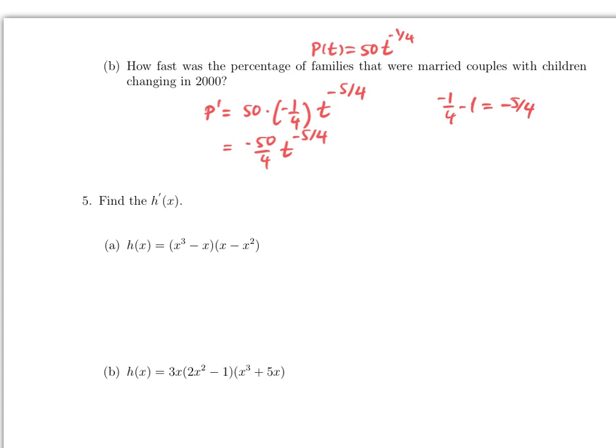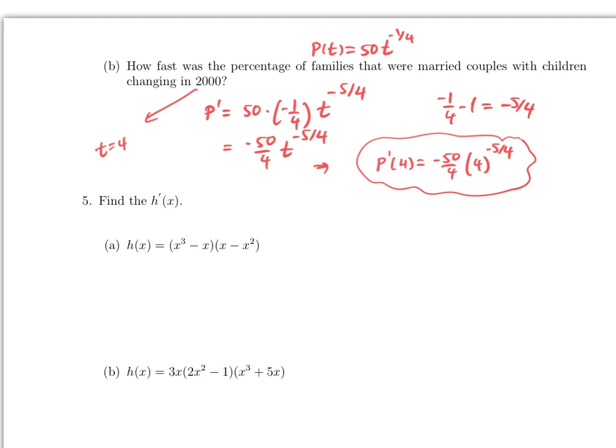The year 2000 represents t equals to 4. So technically the question is, what is p prime evaluated at 4? And then this will be minus 50 over 4, and then this will be 4 to the negative 5/4. And then for this you need a calculator.